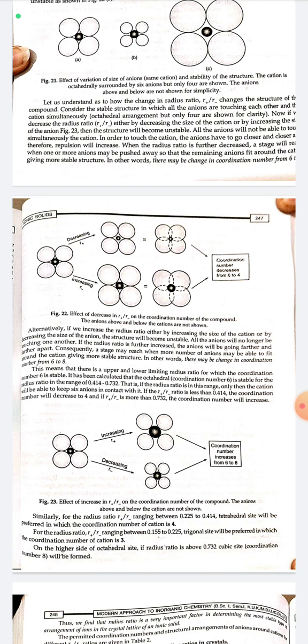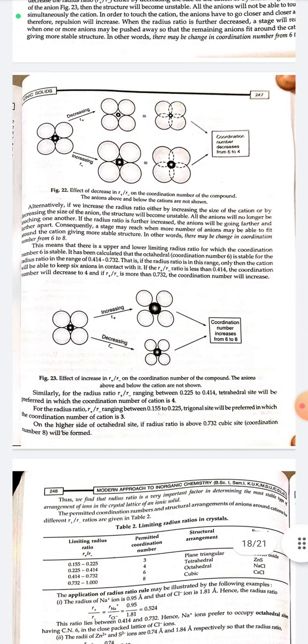This means there is an upper and lower limiting radius ratio at which coordination number 6 is stable. It has been calculated that the octahedral coordination number 6 is stable for the radius ratio 0.414 to 0.732. That is, if the radius ratio is in this range only, then the cation will be able to keep 6 anions in contact. If the radius ratio is less than 0.414, the coordination number will decrease to 4. If more than 0.732, the coordination number will increase.